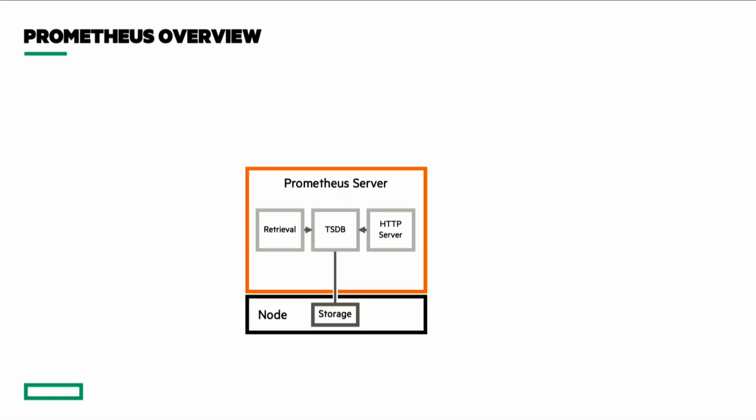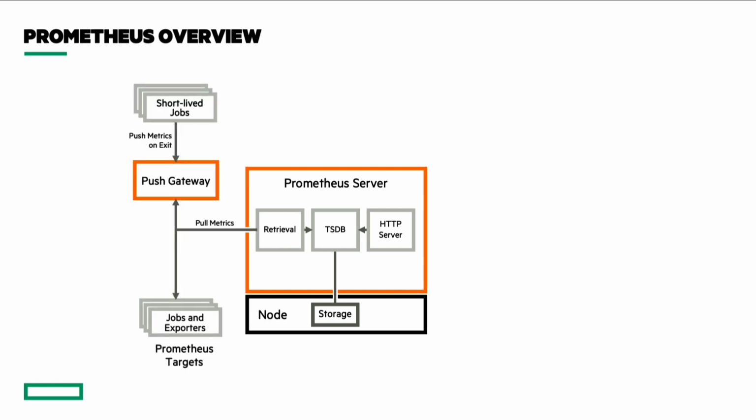First, I want to give an introduction to Prometheus. Prometheus is a time series database, and it basically retrieves metrics from infrastructure and applications. It also provides an interface for users to query that database. And the normal mechanism is that it pulls metrics from something called an exporter or a job.